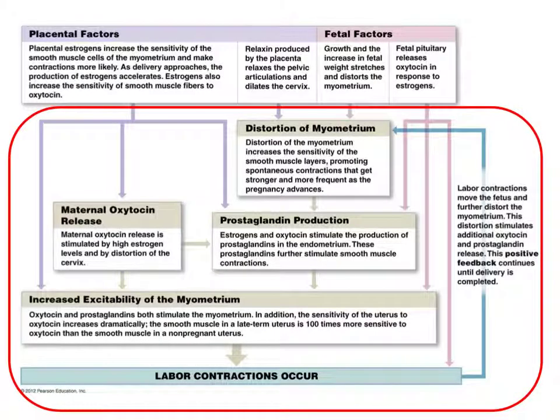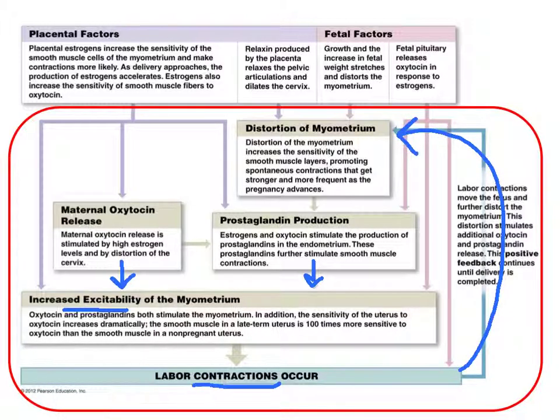This slide shows the positive feedback loop that leads to acceleration of contractions. Oxytocin and prostaglandins make the myometrium more sensitive, stimulating contraction. As contractions occur, the fetus moves, distorting the myometrium. As the myometrium stretches, it produces more prostaglandins, which trigger more contractions, which distort the myometrium even more.